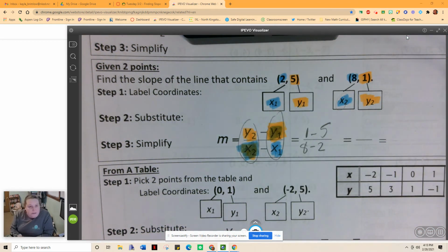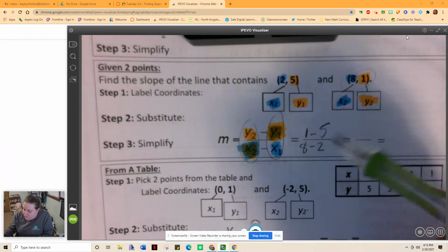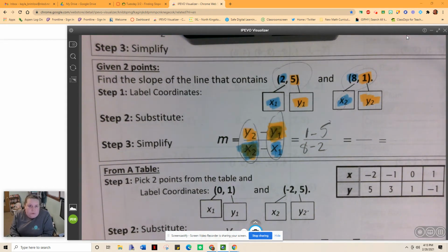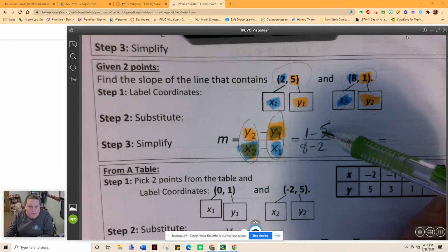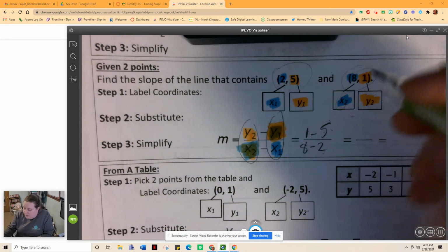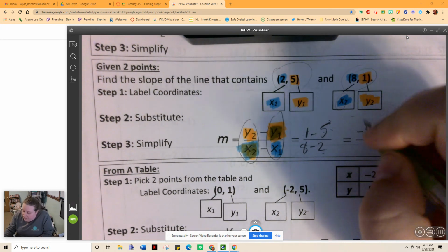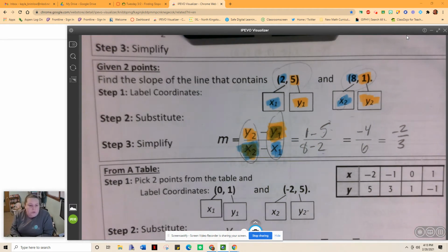And you're going to notice that vertically they form an ordered pair together. So (8, 1) was this ordered pair, (2, 5) was this ordered pair. 1 is my y2, 5 is my y1. So 1 minus 5 over 8 minus 2, x2 minus x1. When I simplify that, I get negative 4 over 6, which would be negative 2/3.